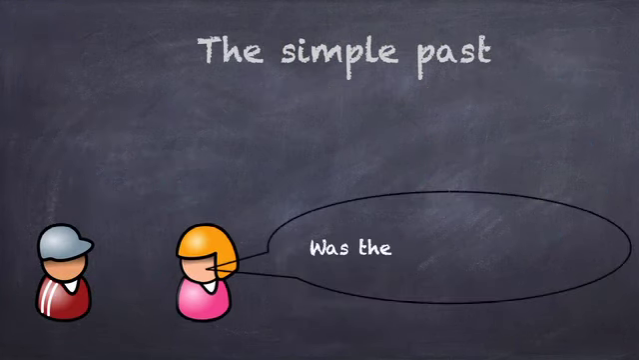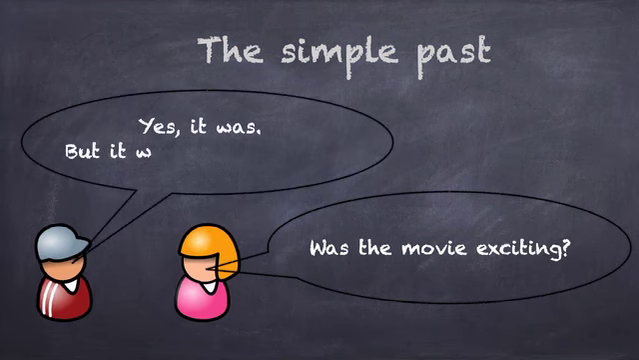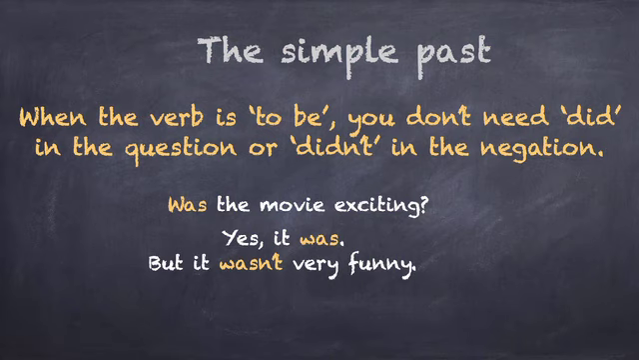Was the movie exciting? Yes, it was, but it wasn't very funny. For the verb to be, you always use was or wasn't and were or weren't in the simple past. You know from the simple present that the verb to be doesn't need help from the verb to do in a question or a negation.